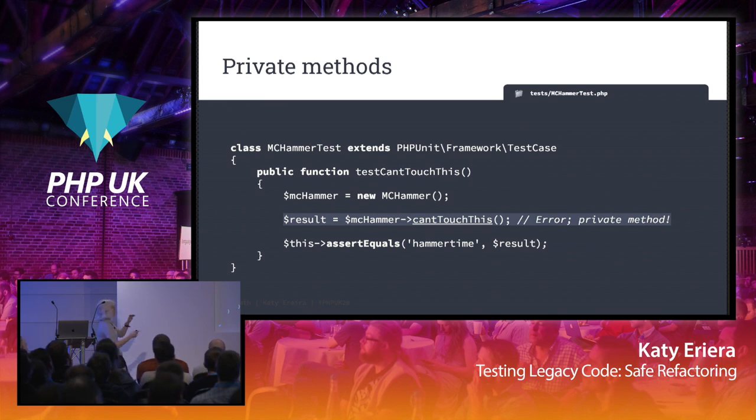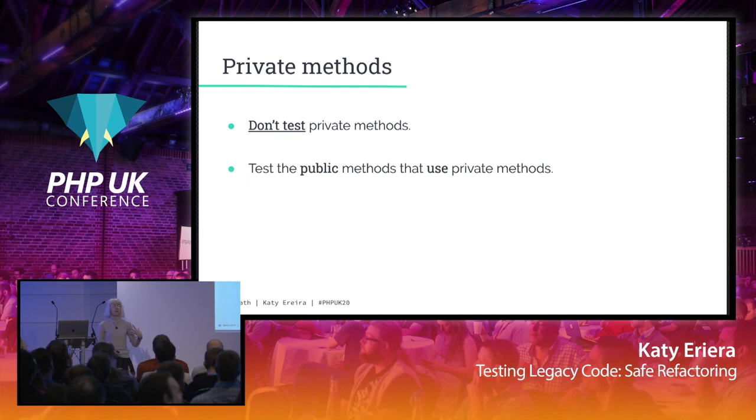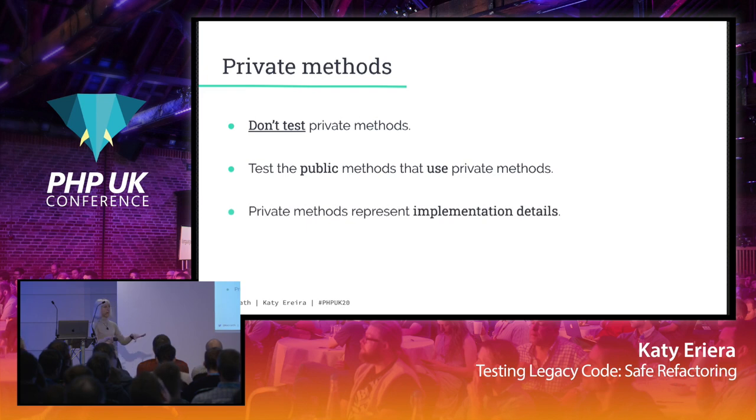But we can't. We get an error because can't touch this is a private method. So how are we supposed to test this? Well, don't. Just leave it. Test the public methods that use the private methods, so they get tested by proxy. That counts. That's absolutely fine. Private methods are, as they say, private. They are implementation details. You shouldn't really care about them anyway. So yeah, feel free to ignore those.